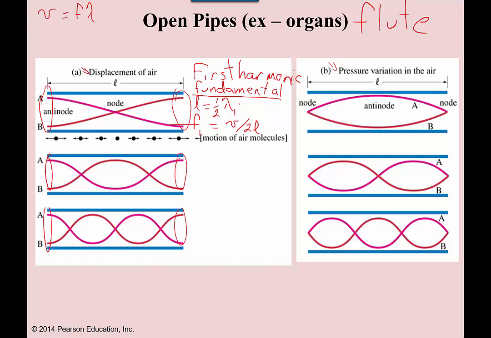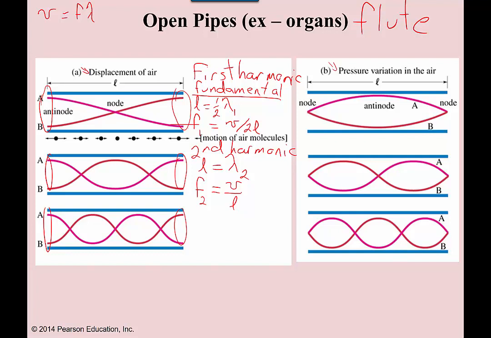And the next two pictures down are what we call the second and third harmonics. These tones are also produced depending on what the organ is doing and how much air is going through. You can have the fundamental as well as the second, third harmonics continuing on up. So the next picture down is called the second harmonic. And in the second harmonic, L is equal to lambda. So if you look at this, the entire length of the tube is taken up by one full wavelength. And the frequency, again, using V is equal to F lambda, the frequency of the second harmonic is V over lambda. So in this case, it would be V over L.